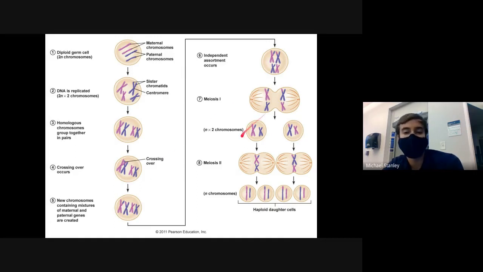We then split those guys apart into new diploid cells. And then we separate those out again to make 4 haploid cells. So we split them once, they still have 2 copies of each gene. And then we split them again, so they only have 1 copy of each gene.